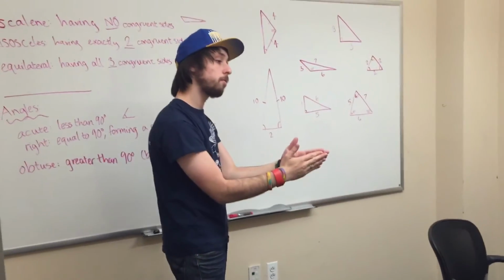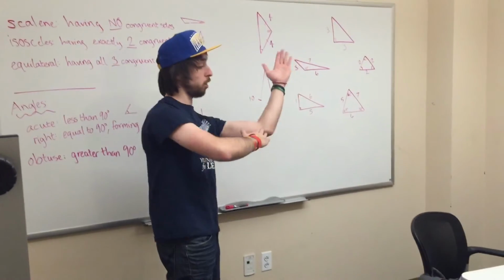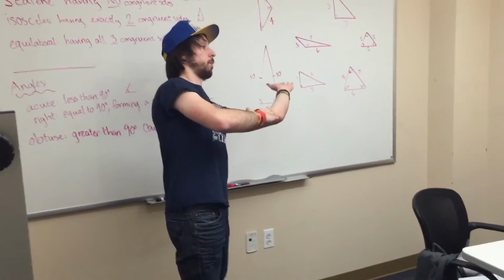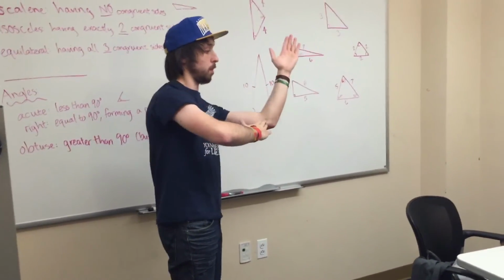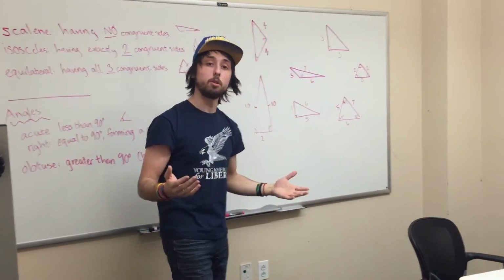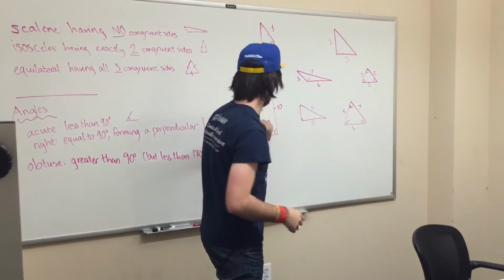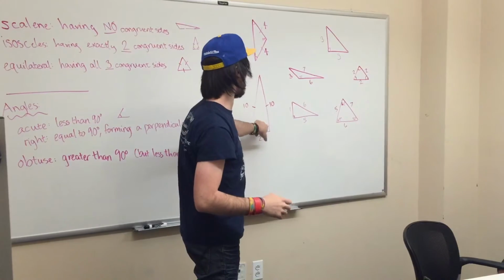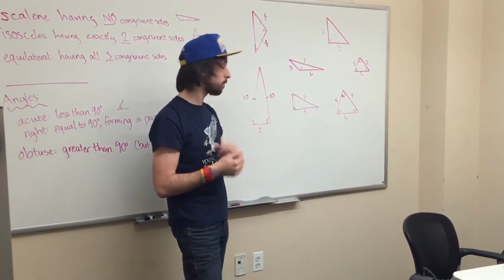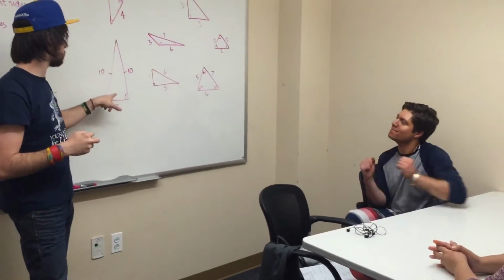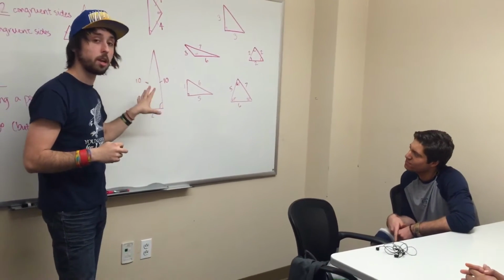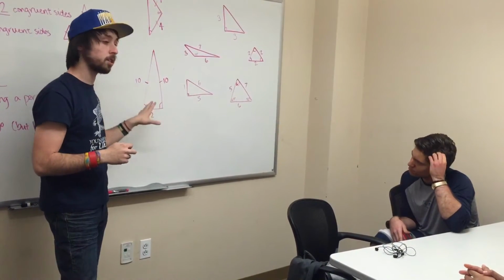Acute means that you're less than 90 degrees. And obtuse means that you're greater than 90 degrees, but not too big, right? Like you're not past 180, but maybe 100 or 170. Those angles work. So what kind of triangle is this? Isosceles. And you guys realize that all of the angles are less than 90 degrees.